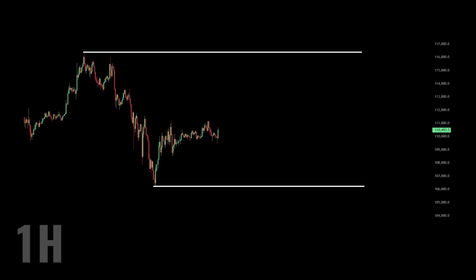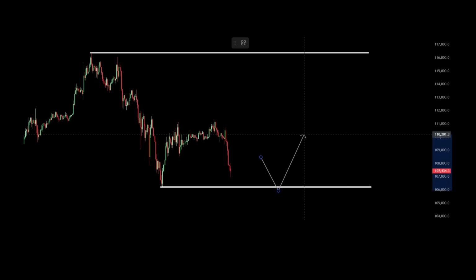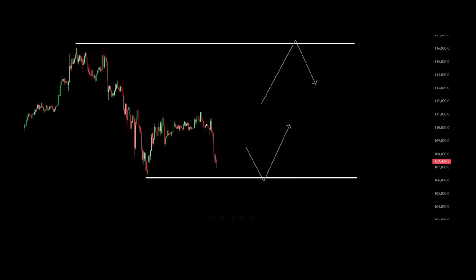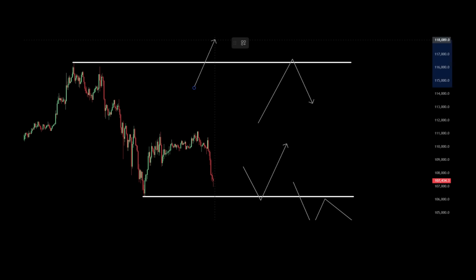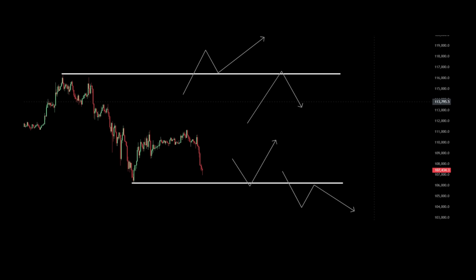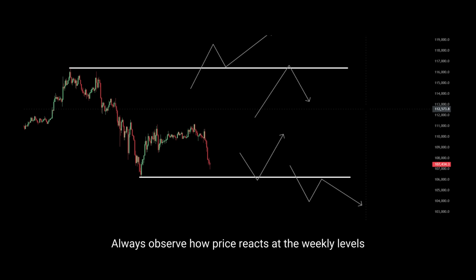So now we want to observe, how does price react at these levels? Either price is going to come to the low and find rejection, or price is going to come to the high and find rejection, or price is going to break through and find continuation to the downside, or price is going to break through the top and find continuation to the upside. So right now there are 4 possibilities that can occur, but we don't know what's going to happen. We have to pay close attention and observe how price reacts at these levels.